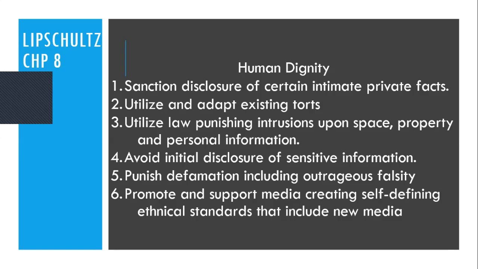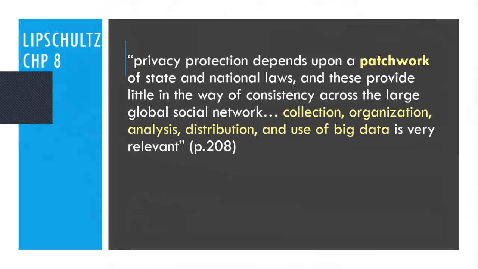Many of these ideas are most likely abstract. So here is a quote, and then we'll use an example in just a moment. I like the quote that privacy protection depends upon a patchwork of state and national laws, and these provide little in the way of consistency across the large global social networks, like collection, organization, analysis, distribution, and use of big data is very relevant. So to sum up, how can we know if we are treating people in an ethical manner if we don't have any type of ethical manner already established? And once we do, how can we create both state and national laws that abide by these general ethical standards?